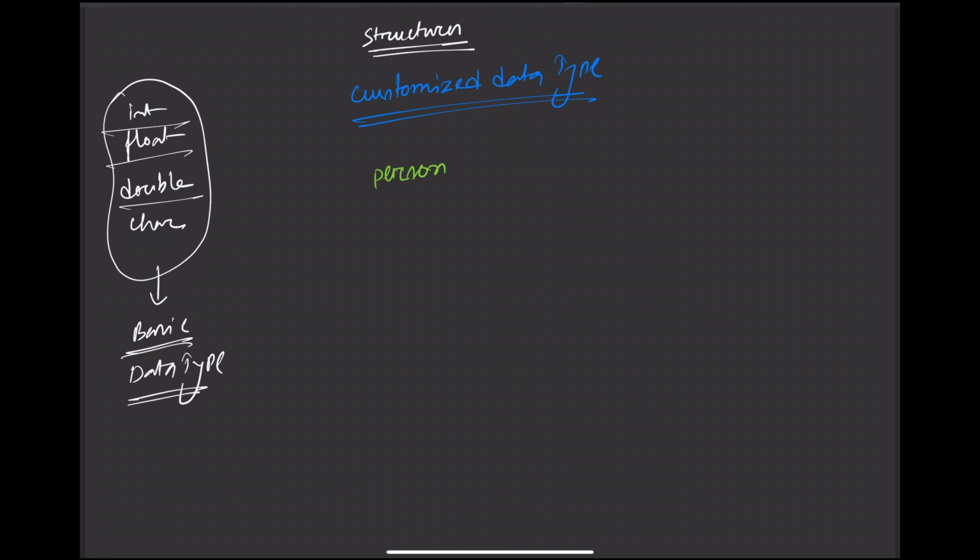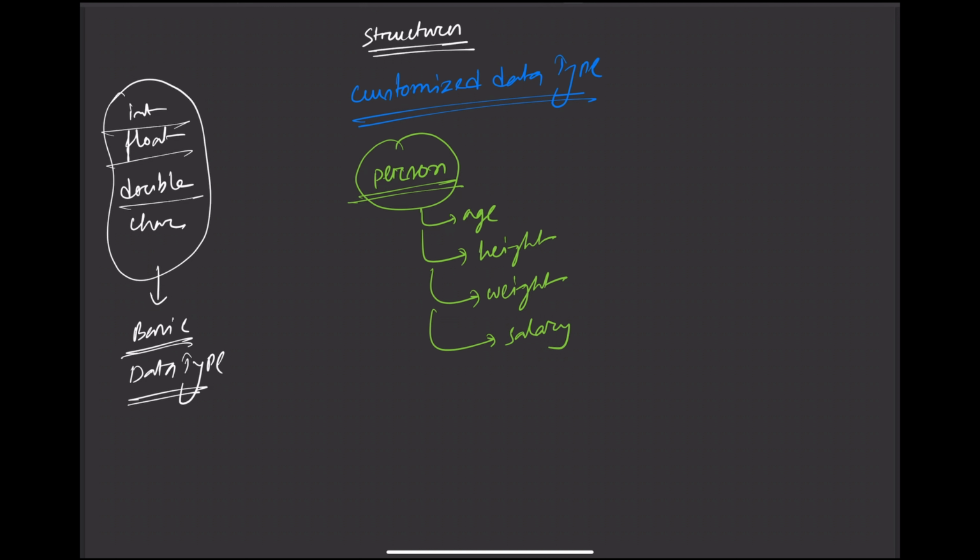So how will you take it? Obviously, you will create some data type called person, and that data type will have the person's characteristics, for example, age, height or weight, or salary. For example, its name. There are various attributes or information you might have.